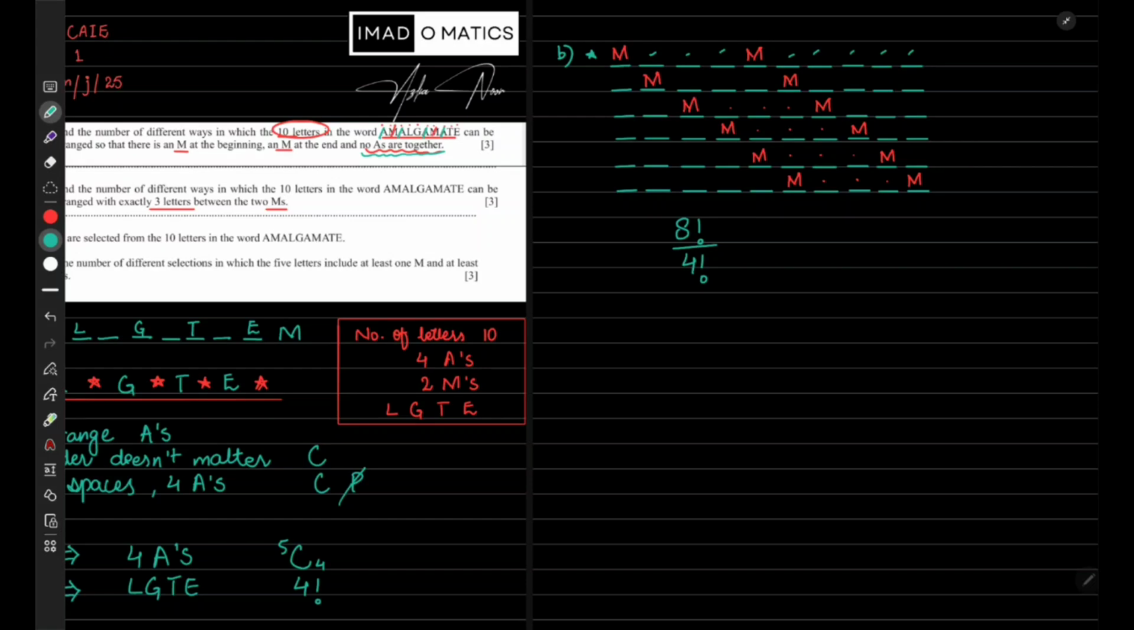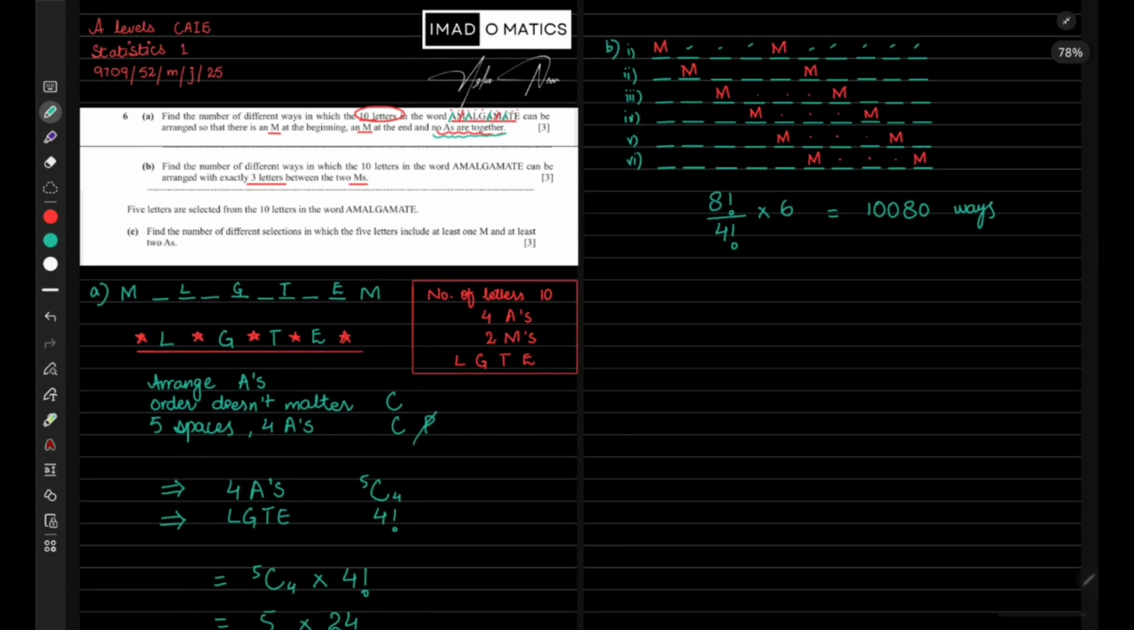And how many such arrangements are there? We have 1, 2, 3, 4, 5 and 6. So 6 arrangements like this are possible. So multiply it by 6. When you multiply it by 6, you get 10,080 number of ways this could be arranged. Okay, we are done with part B as well.